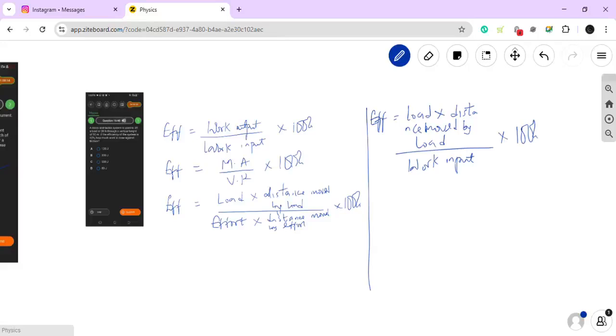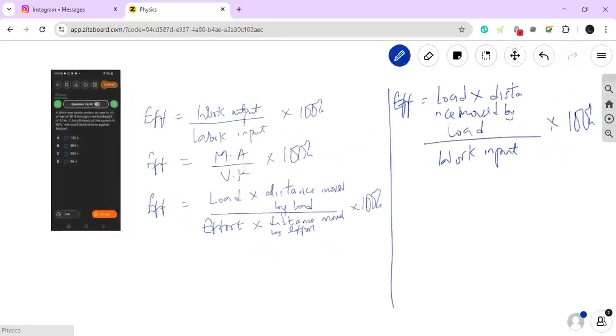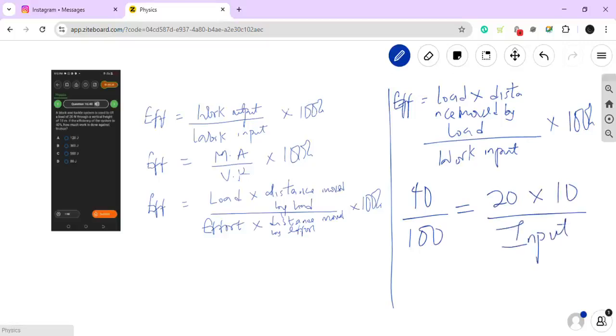So for this question, the efficiency is given to be 40%. Now if you put ordinary 40 on the right hand side, you put times 100. But if you put 40 over 100, we won't put times 100 again. So now if I put 40 over 100 here, I'll just say my load. If you read the question, the load is 20 Newton, and the distance moved by the load is 10 meters vertically. Then over the work input, we don't know the input. You can see that I did not put times 100 here again. Why? Because I already put over 100 here. But assuming it's ordinary 40, you have to put times 100. Do you get it now?